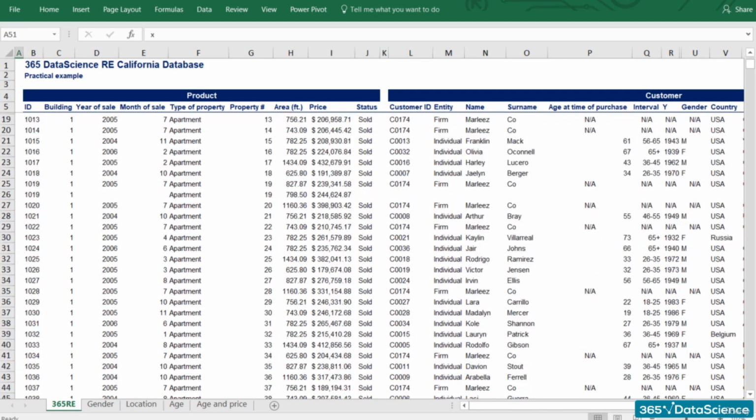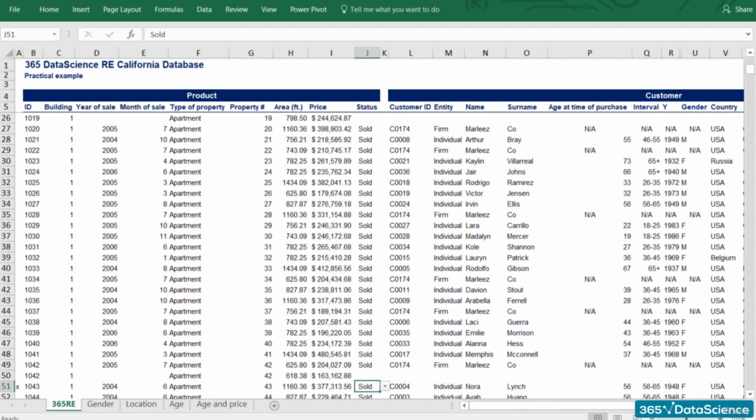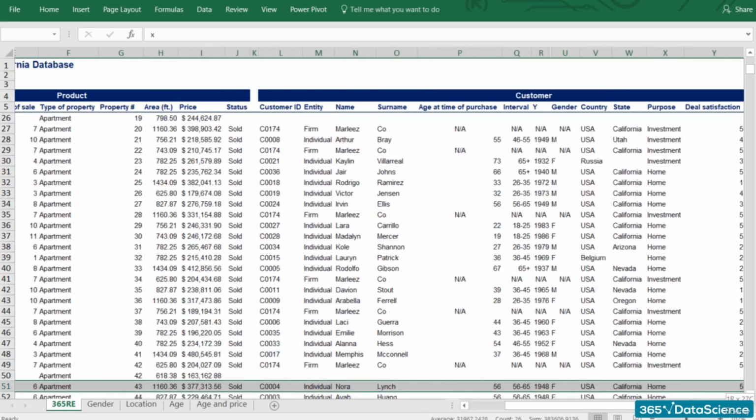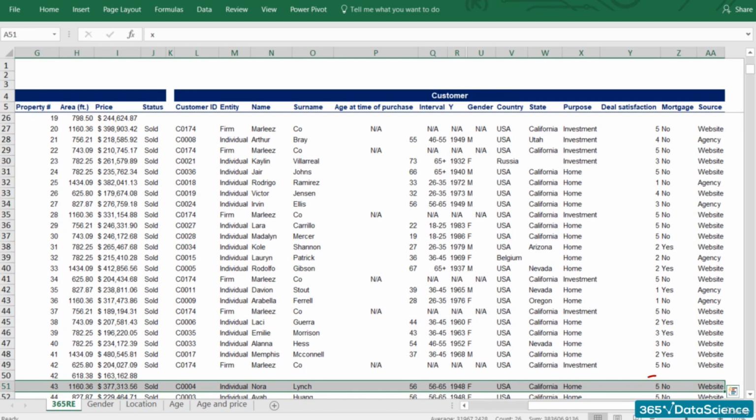Let's see what a row looks like. This should clear up the logic of the table for you. Nora Lynch, with customer ID C0004, was 56 years old when she bought apartment 43 in Building 1 in order to live there. She paid $377,313 for an area of 1,160 square feet in June 2004. Nora is from California, felt very satisfied with the deal, and did not get a mortgage for the purchase. She found out about our product through our website.